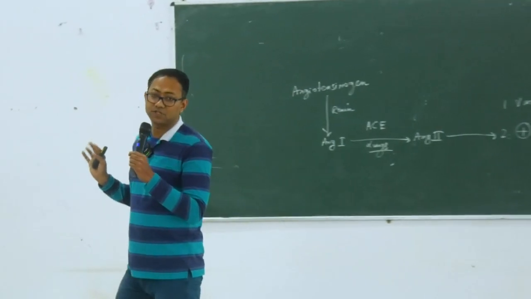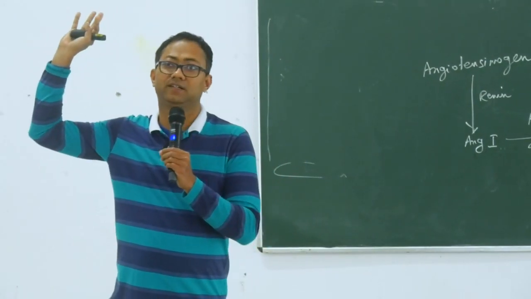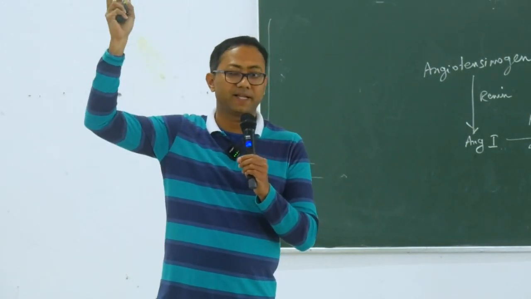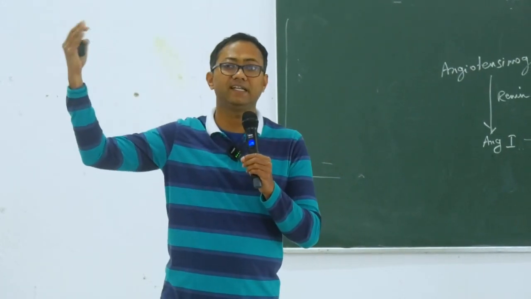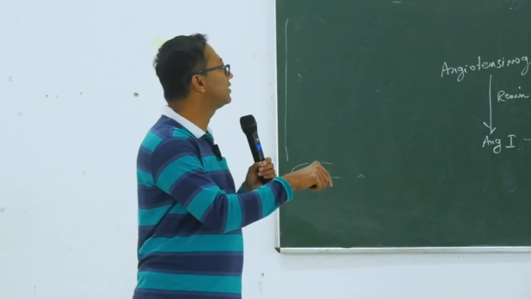ফর সিনথেসিস অফ অ্যালডোস্টেরন। অ্যালডোস্টেরন এসিটিএইচ এর ধার ধারে না, ঠিক আছে? অ্যালডোস্টেরন এসিটিএইচ এর ধার ধারে না, মানে it is not directly under the control of ACTH. Okay, it is directly under the control of angiotensin 2.